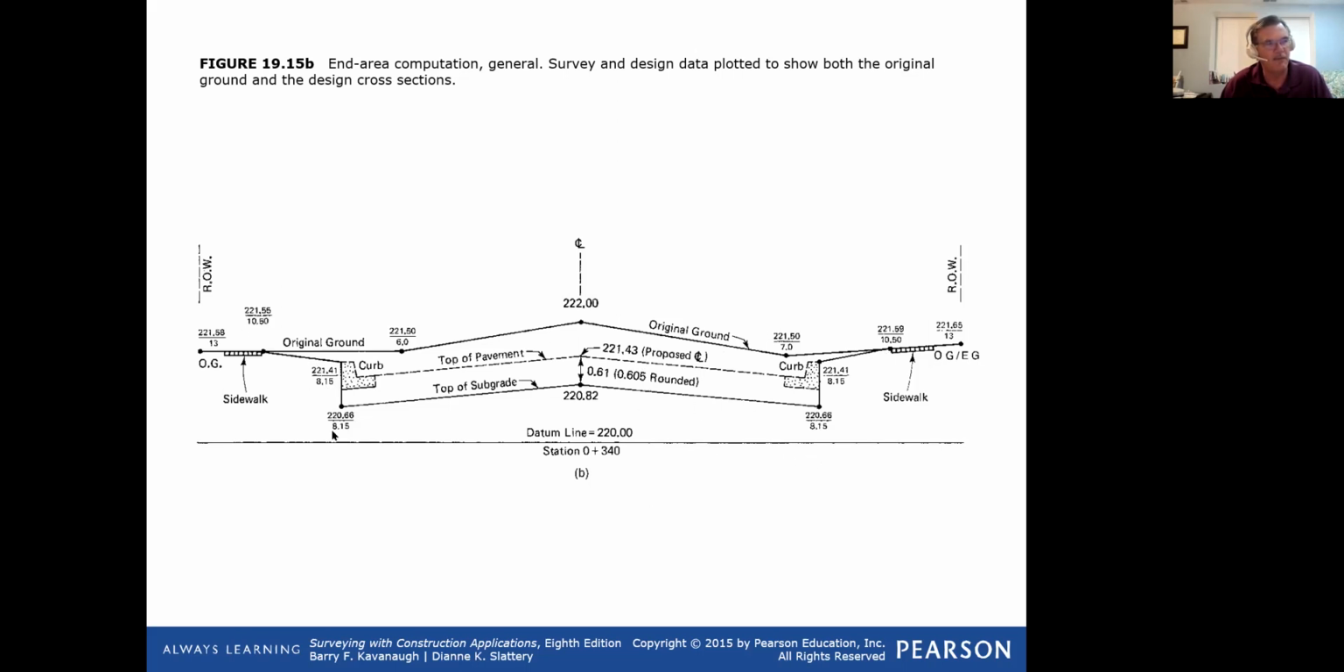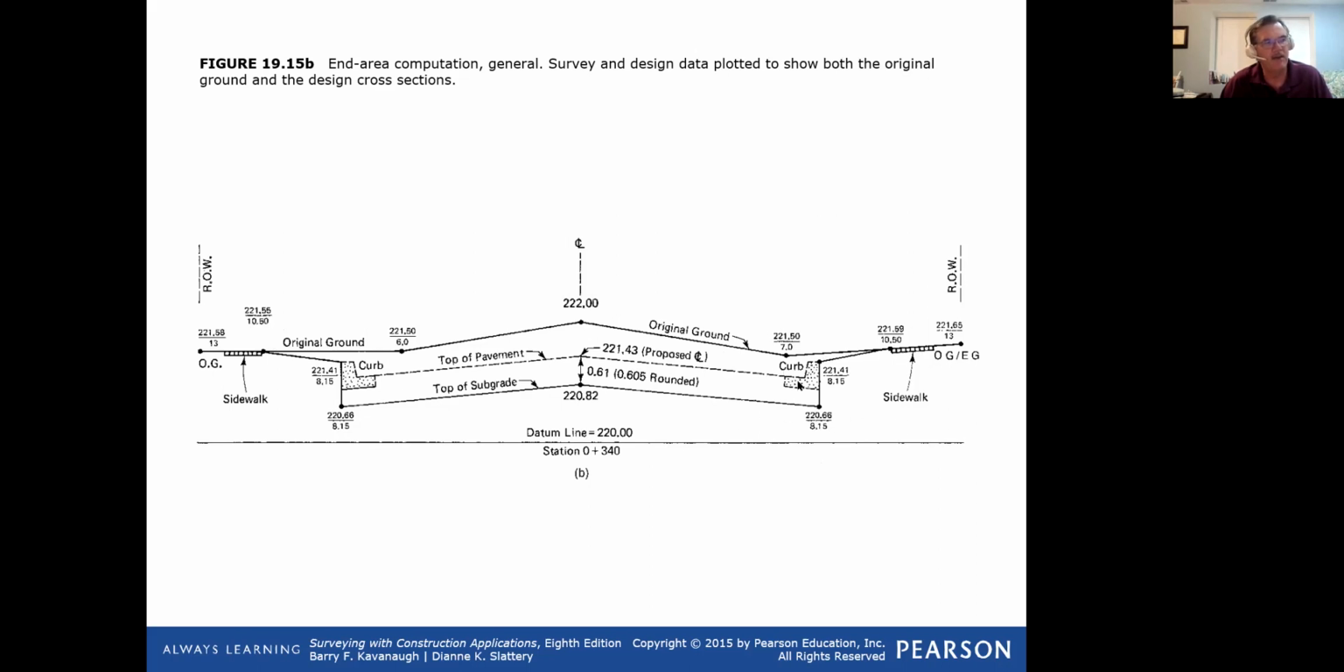So the reason that you would look for an area on this particular cross section that includes all this gravel is so that you know how much dirt has to come out of here. This is the original ground. You have to take the original ground down to here and then fill back in with gravel and then asphalt and then curb and then slope it off and tie it in and then do a sidewalk.